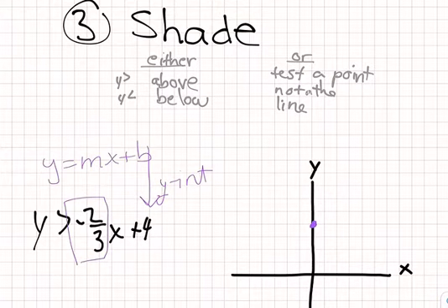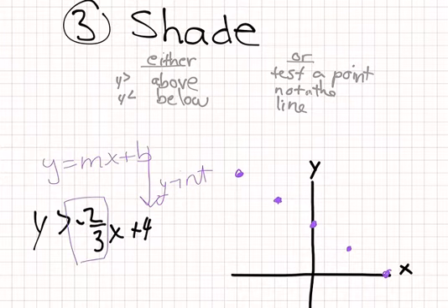Since my slope is negative 2/3, I'm going to go rise over run. Rise negative 2, run 3. I could also go the other way: I could rise positive 2 and run negative 3, go up 2 and left 3. So these are some points that would be on my line.